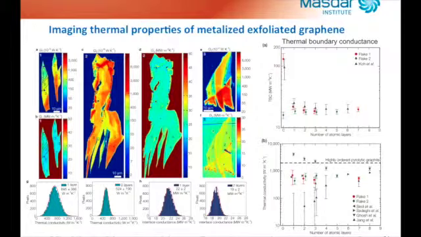To the left, we can see the maps, and to the right, we reported two graphs in which we analyzed the thermal boundary conductance, which is basically the interface conductance, and the thermal conductivity. And we obtained results that are in very good matching with other results reported in literature, and in particular, we obtained the highest thermal conductivity for a single layer metallized graphene.